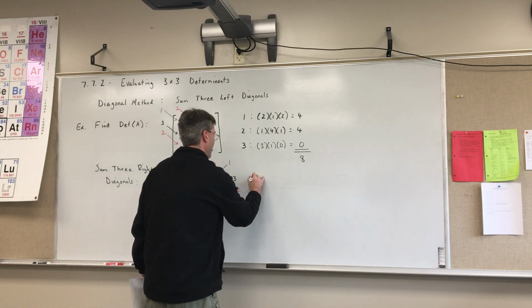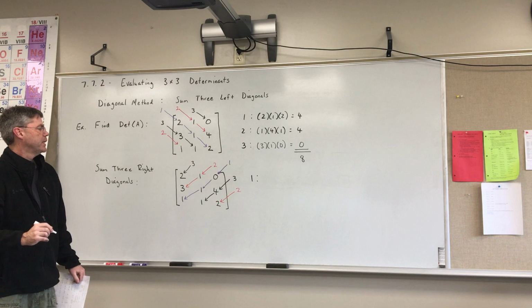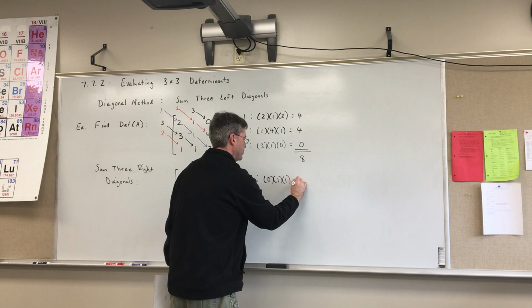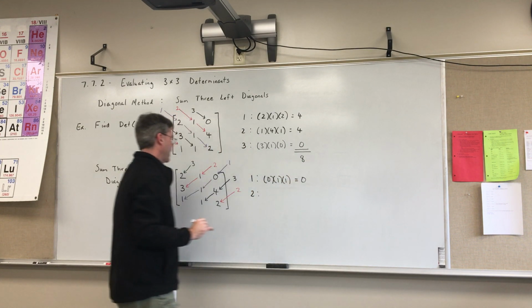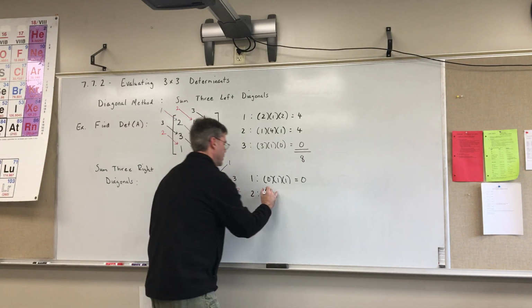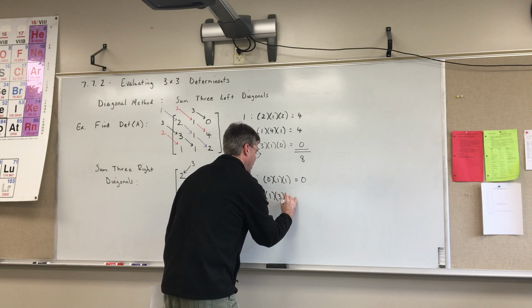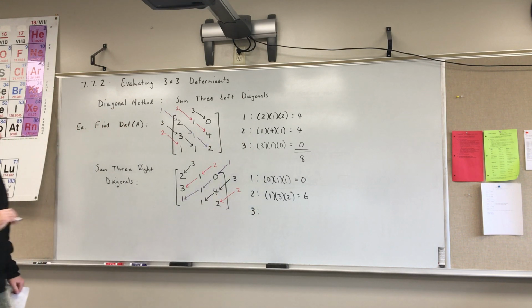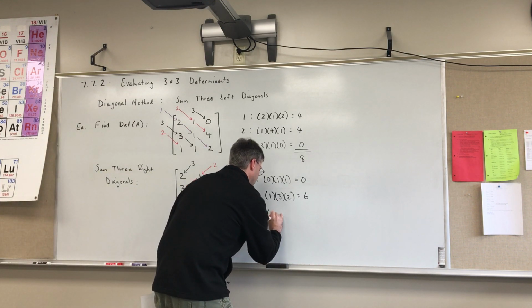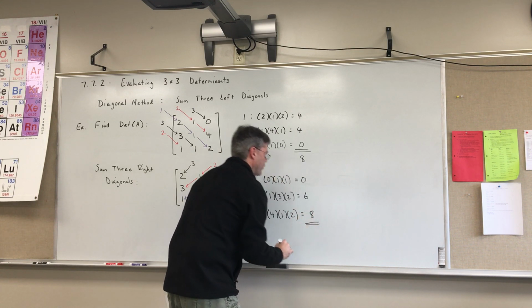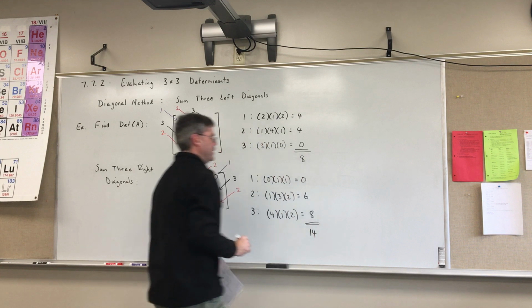So diagonal 1 is 0 times 1 times 1, which is 0. Diagonal 2 is 1 times 3 times 2. So that is 6. And then diagonal 3, 4 times 1 times 2, which is 8. So the sum of those is 14.